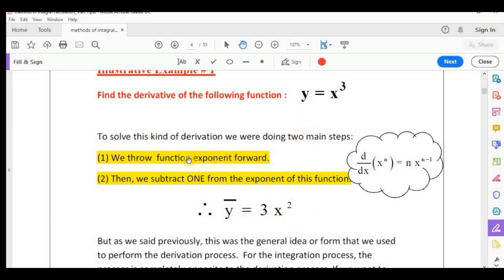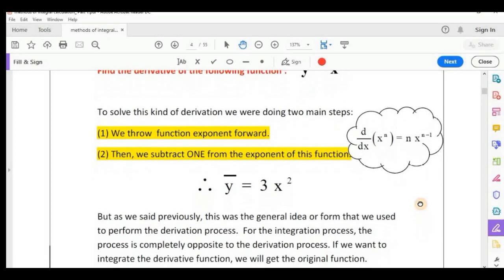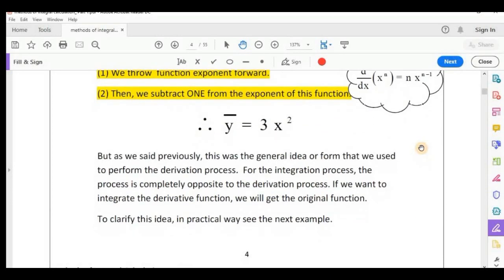So we have two main steps to differentiate this function. We bring the exponent 3 forward, and we deduct 1 from this exponent. Simple way. But as we said previously, this was the general idea or form that we use to perform the derivation process. For the integration process, the process is completely opposite to the derivation process.